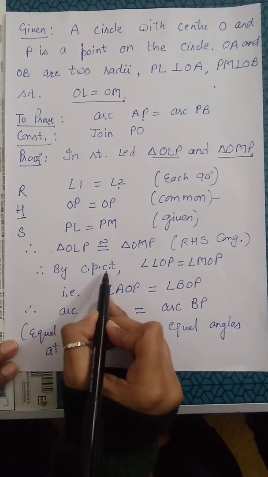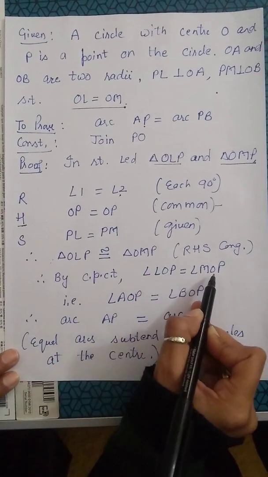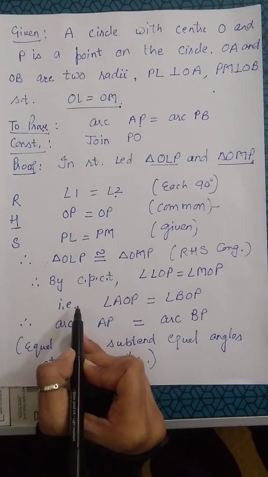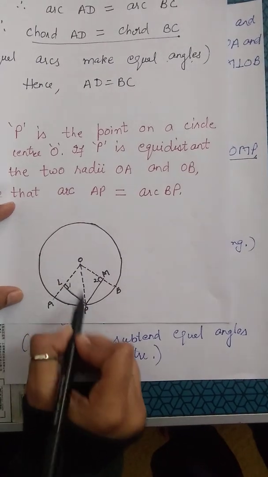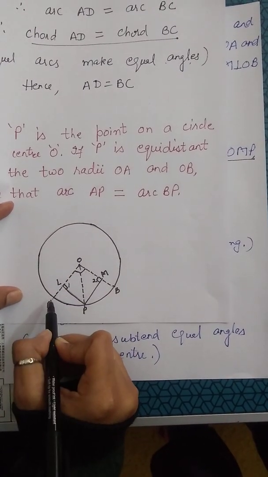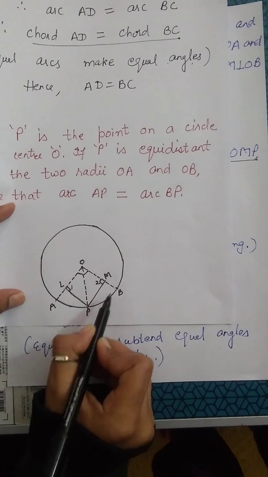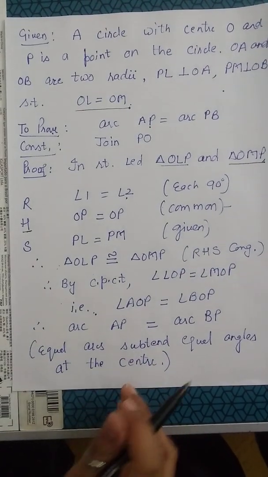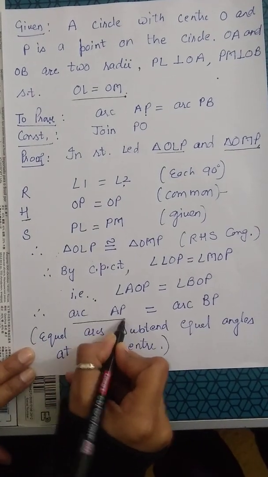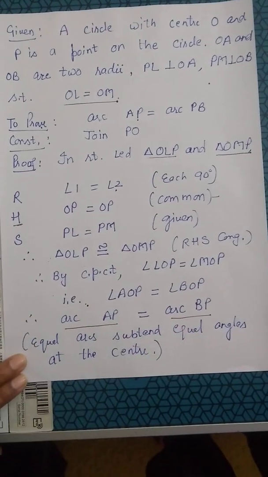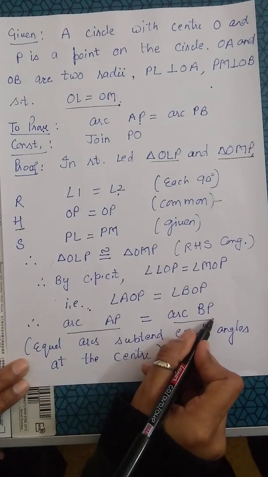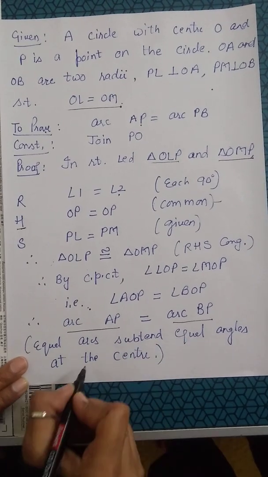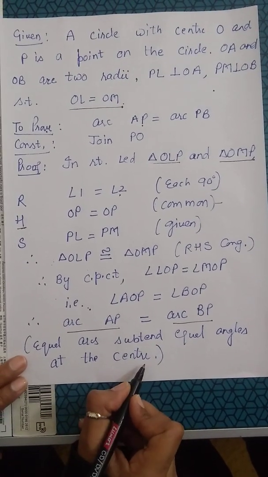And hence by CPCT we can say angle LOP is equal to angle MOP. That is, I can say angle AOP, if these two angles are equal, that means I can say angle AOP is equal to angle BOP. That means if angles are equal, we can say corresponding arcs are also equal. That is, arc AP is equal to arc PB. The reason we'll be using here: equal arcs subtend equal angles at the center, and hence proved.